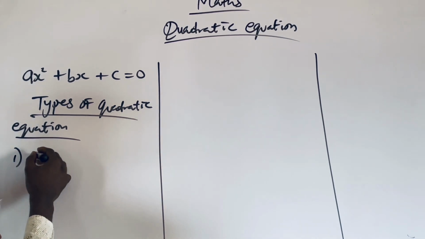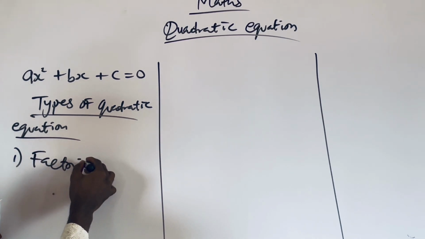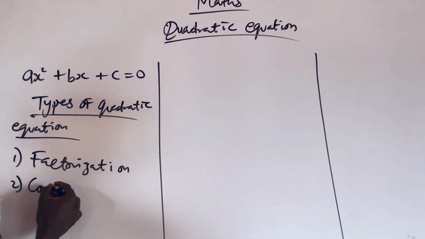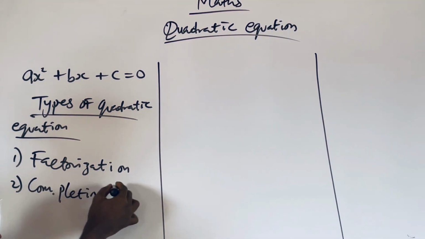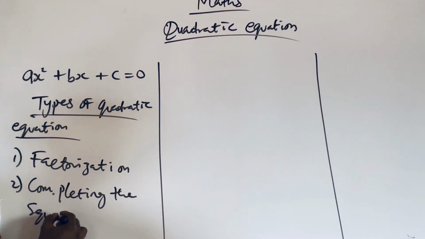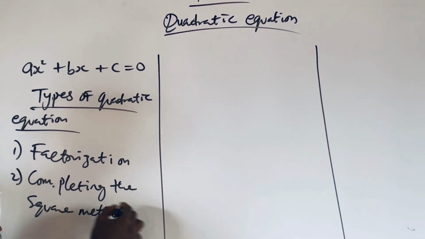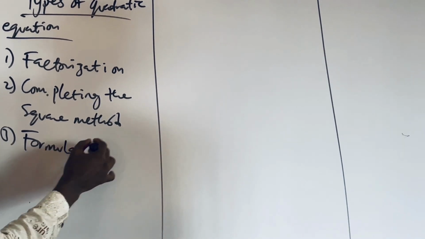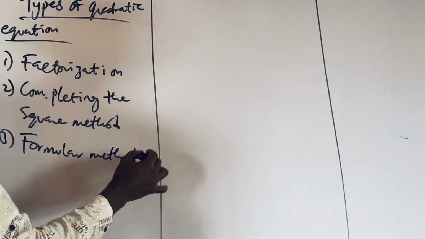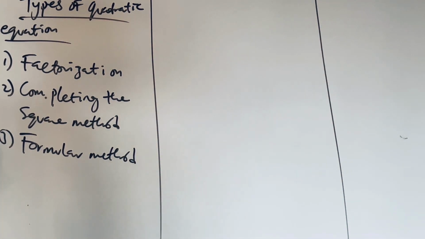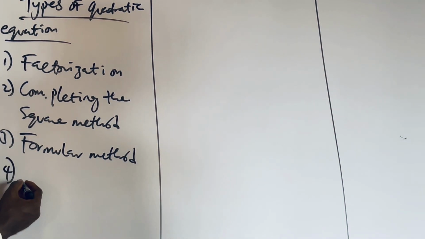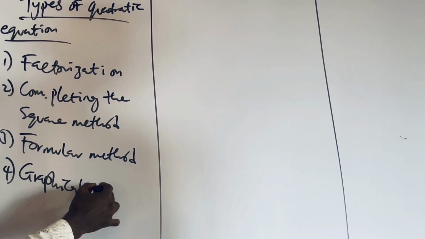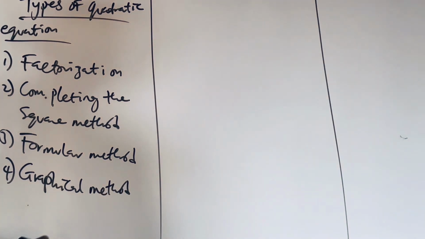One is factorization. Two is completing the square method. Three is formula method, the one Nigerian students call almighty formula. Last but not the least, graphical method.